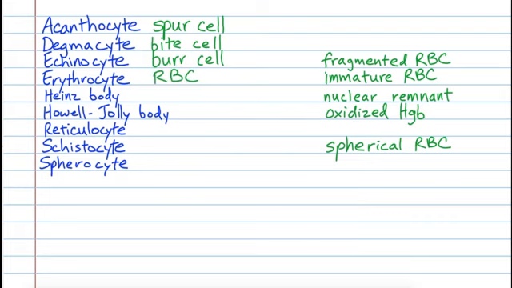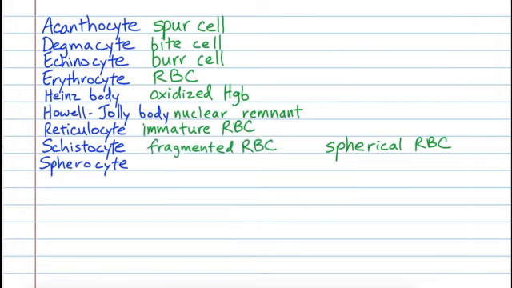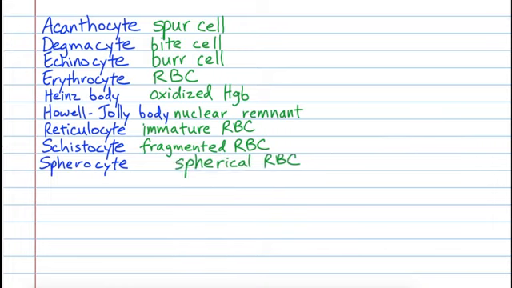Then Heinz bodies. Heinz bodies are those oxidized hemoglobin bodies that are precipitated out in the red cells in patients with G6PD deficiency. Then a Howell-Jolly body is the nuclear remnant that is found in red cells in patients with asplenia. Then a reticulocyte is a name for an immature red cell. A schistocyte is a fragmented red cell that we see in patients with DIC and other forms of microangiopathic hemolytic anemia. And then a spherocyte is obviously a spherical red blood cell. So good job with those.